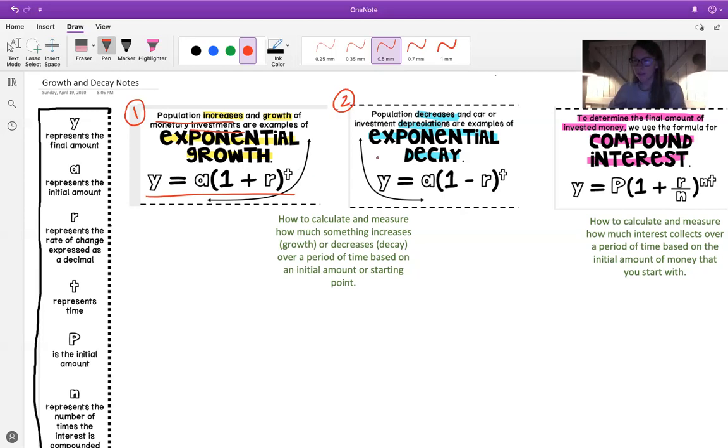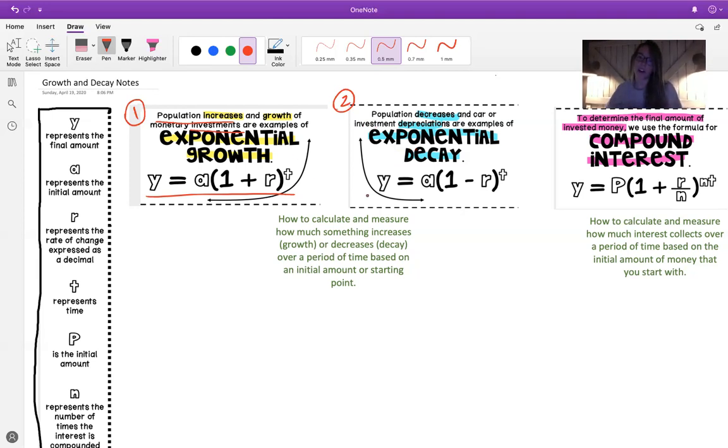And on the same kind of idea as that, there's also exponential decay. So things can also decrease at a rapid rate. Things like the stock market can crash and they just decline very quickly.